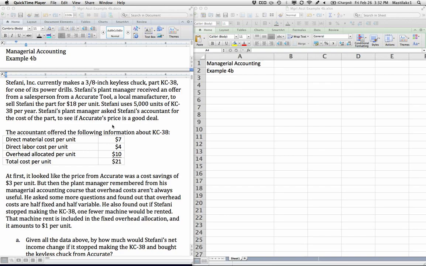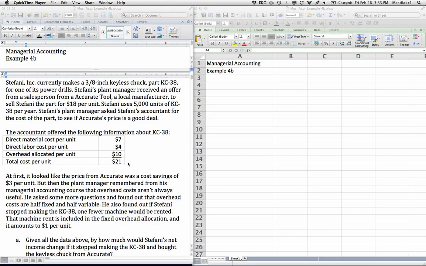So the production manager goes to the accountant and says, "Can you please tell me the cost of the KC38?" And the accountant goes to the production cost report and pulls out the standard report of the cost of a KC38, and the KC38 costs $21 per unit. And so the plant manager initially says, well, hey, if it costs me $21, I can buy it for $18, I can save $3 a unit.